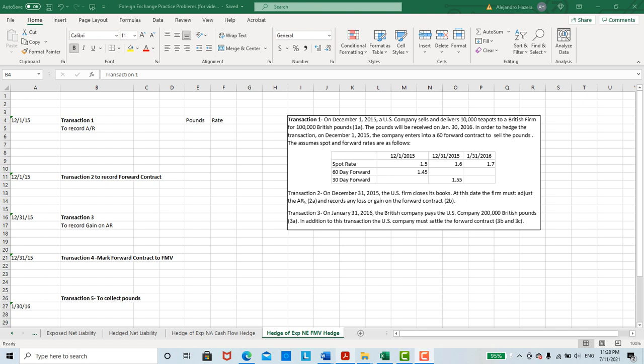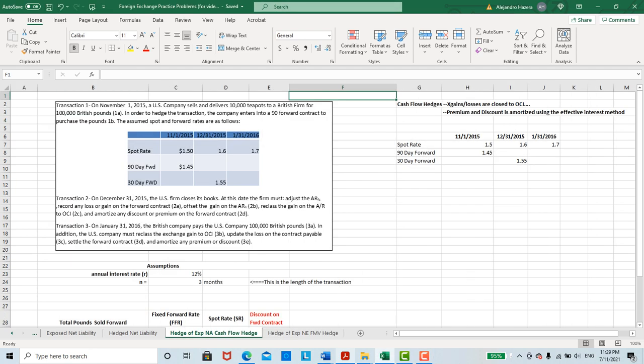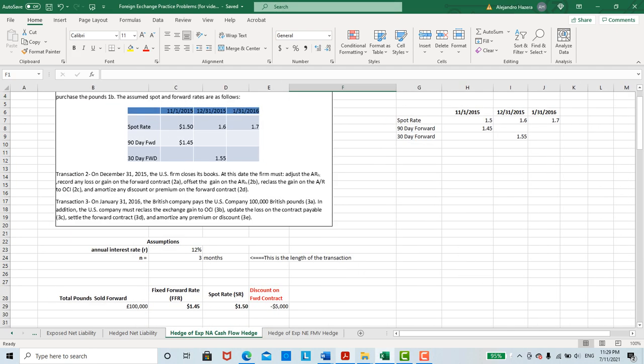This is Professor Hazer again, and this is the third video of contemporary hedging. And remember that there's two types of hedges. One is a cash flow hedge, and the other one is a fair market value hedge. Okay, so we just had an example, rather lengthy example of a cash flow hedge.